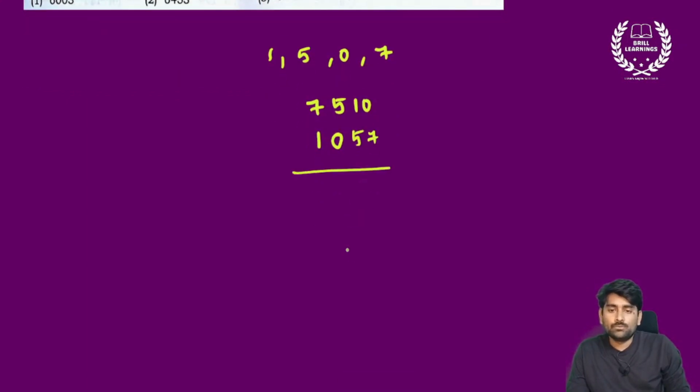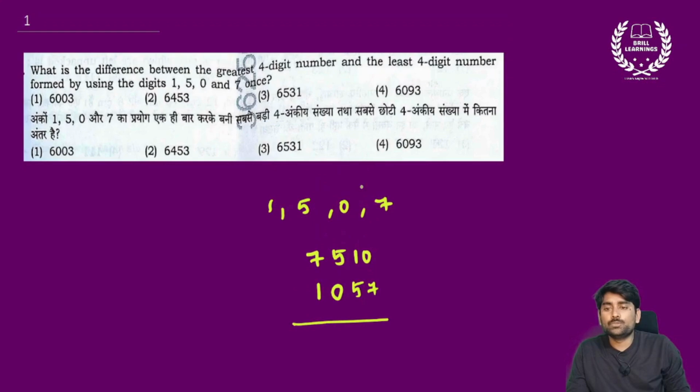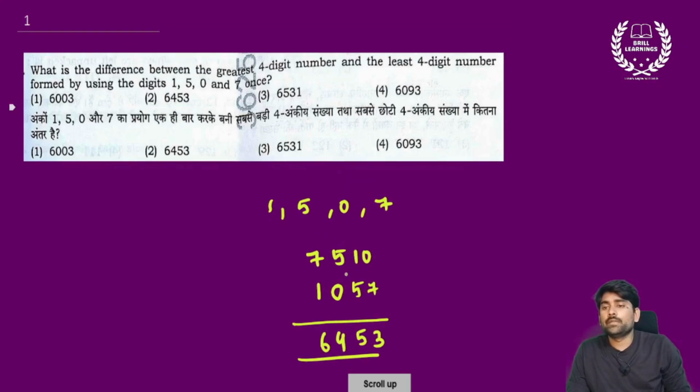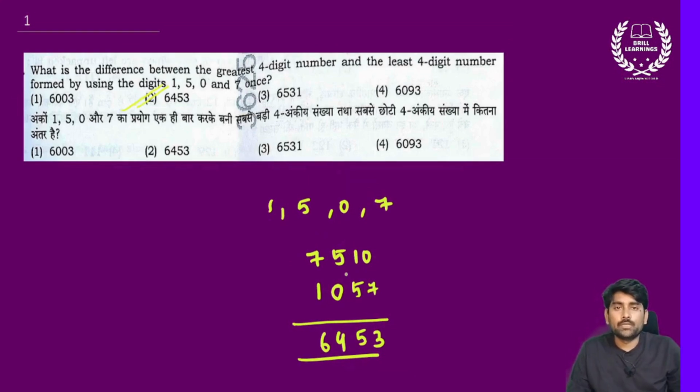Okay, now they are asking the difference between these two numbers. Take the difference. So 3 here, so 5, 4, 6. 6, 4, 5, 3 is the right answer here. Second one is the right answer. Let's move to the next question.